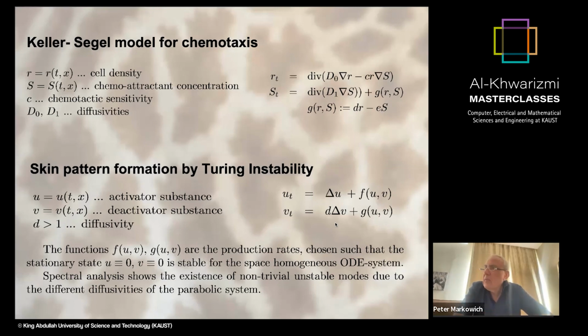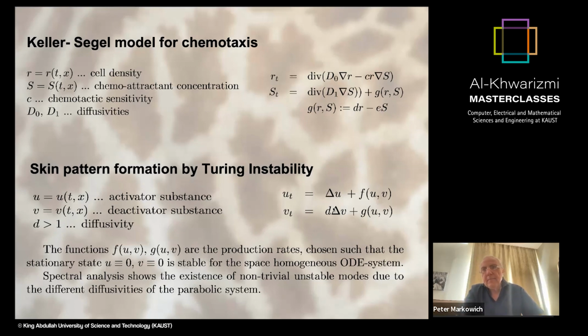Now, you would think that when you add diffusion, stability might only be enhanced. But this is really not the case. Turing has shown that if you add diffusion with very different coefficients, then what you basically gain is unstable modes in the linearized Fourier picture. So adding diffusion is not always a good thing. And precisely this phenomenon gives rise to the pattern formation that I've shown you on animal skins.